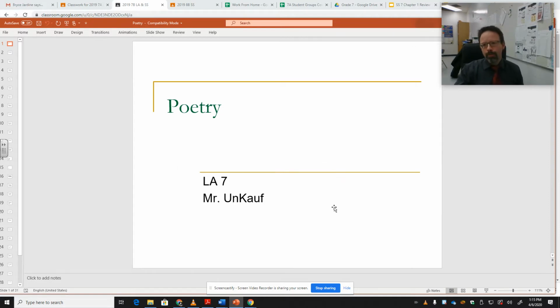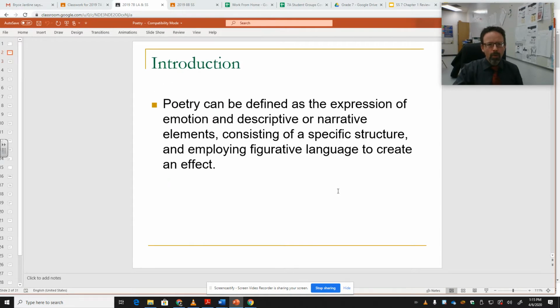So poetry for grade seven, the kinds of things that you're going to need to know. Now, one of the first things you're going to need to know, poetry can be defined as the expression of emotion and descriptive or narrative elements consisting of a specific structure and employing figurative language to create an effect. That's one definition. Another definition of poetry is expressive writing in a form. That's the easiest definition I can provide you with. You've got to bear in mind that poetry is going to use things to be effective in its expressions.